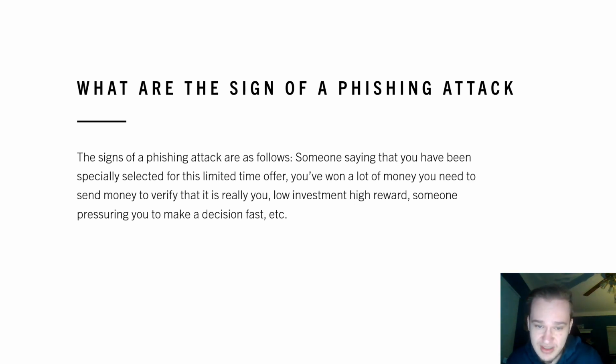Some low investment, high reward thing, like saying you got an email from like the prince of some country, and if you send $1,000, you'll get your cut of 1,000,000 gold bars, or whatever the scam may be. This is something very common. Or just someone pressuring you to make a decision really fast. That's a very common form of phishing, is saying like you're on the phone with this scammer and he's really trying to get you to make a decision fast because he knows that he will only talk to you this one time.